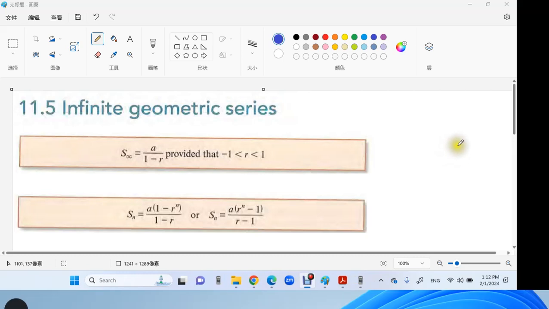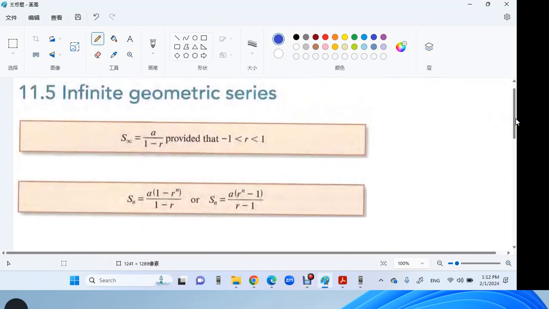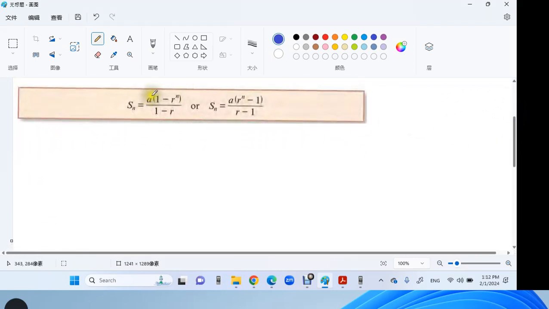11.5 infinite geometric series. So S infinity equals a over 1 minus r, provided that r is between -1 and 1. In the previous part, 11.4 geometric series, we know that Sn is a(1 minus r to the power n) over 1 minus r. This one is for r between -1 and 1, and this one is for r less than -1 or r greater than 1.